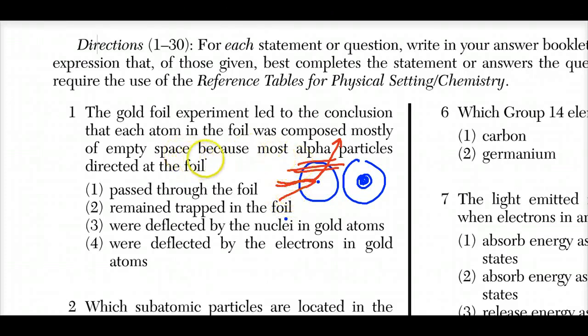So therefore, most alpha particles directed at the foil passed through the foil, to prove that most of the atom is empty space and that the nucleus is a small part of that space where pretty much all of its mass existed, with a positive charge. Number 1.